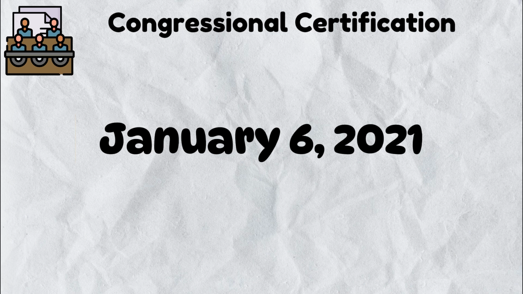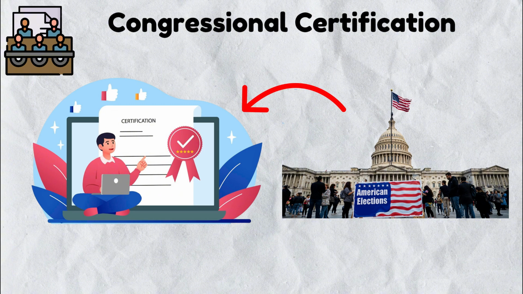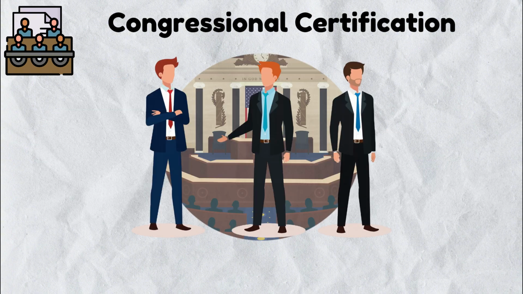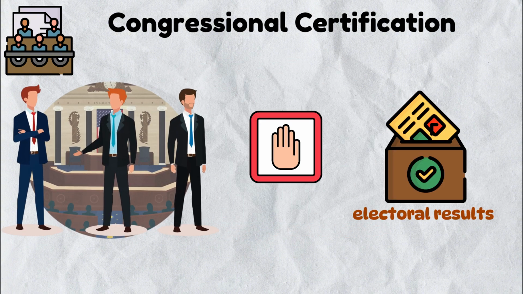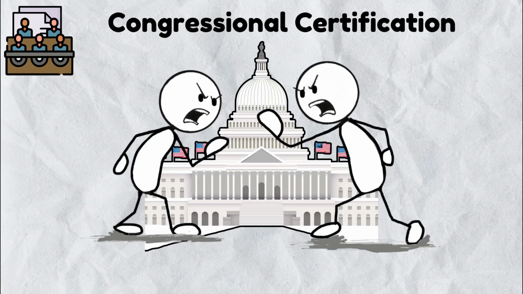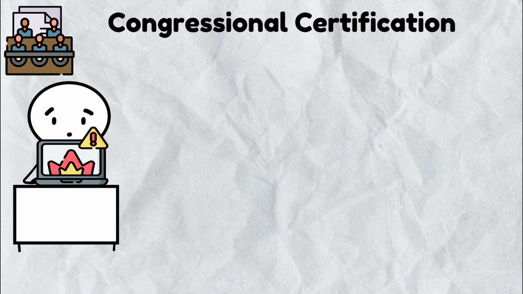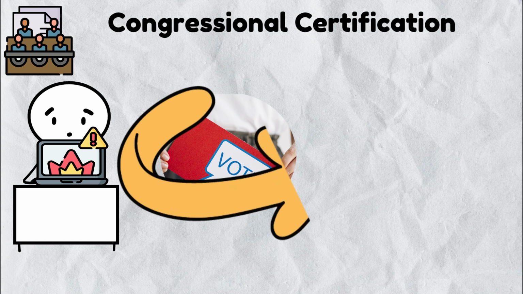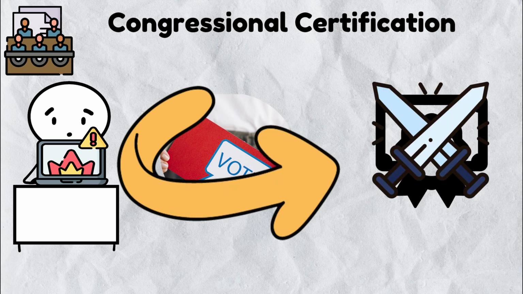The events of January 6, 2021 highlighted significant controversies surrounding the certification process. Some members of Congress attempted to overturn the electoral results, leading to a violent breach of the Capitol. This incident underscored the potential for political maneuvering in situations where the certification process is contested.